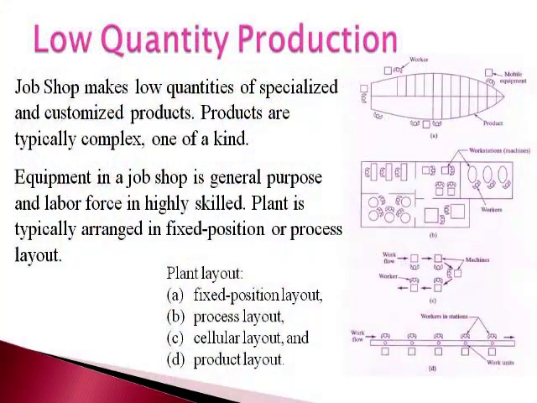The job shop makes low quantities of specialized and customized products that are typically complex, one of a kind. So all job shops come under group 1 kind of manufacturing systems, or we call them job shop industries, where product variety is very large and production volume is very small. Equipment in a job shop is generally general purpose machines, and skilled labor is required.